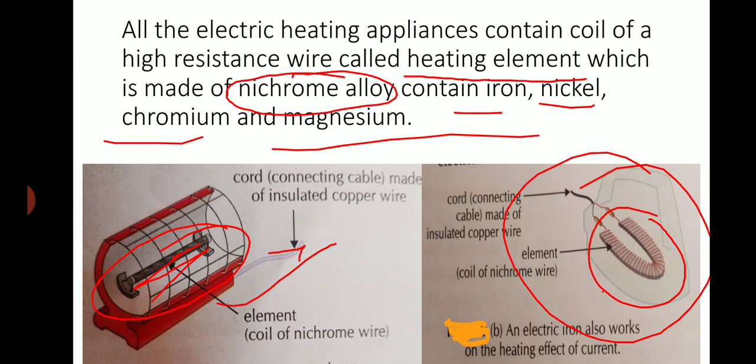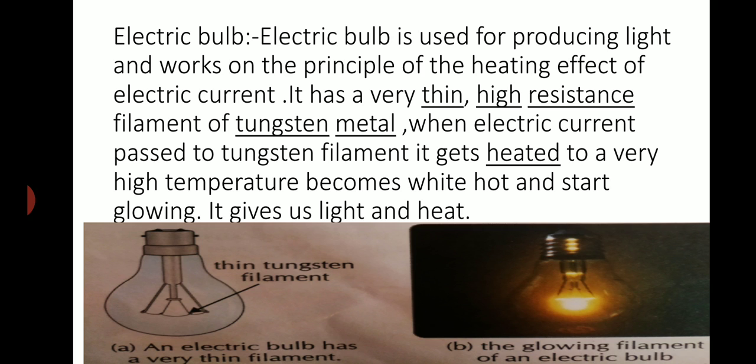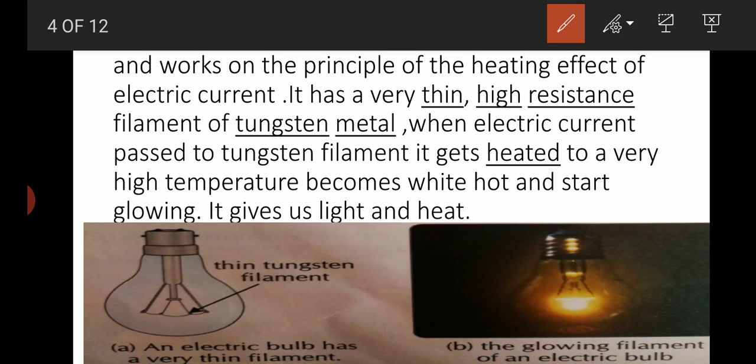These are the applications. Another application you are familiar with is the electric bulb. The electric bulb or electric lamp is used for producing light and works on the principle of the heating effect of electric current. It has a very thin coiled wire inside it, known as a filament, and it has very high resistance. This filament is made of tungsten metal, and tungsten has very high resistance. When electric current passes through the tungsten filament, it gets heated to a very high temperature and becomes white hot, or starts glowing, and it gives us light and heat.